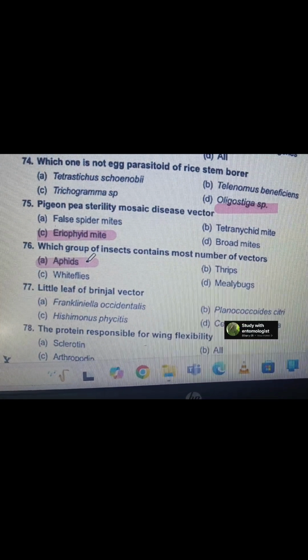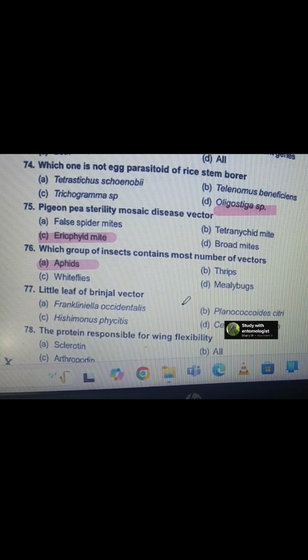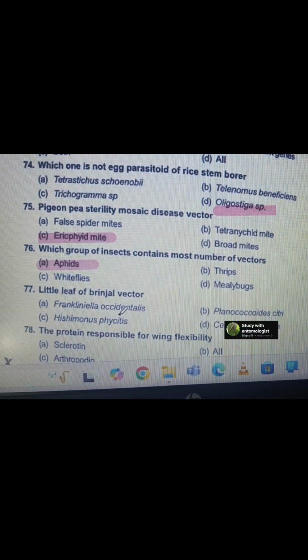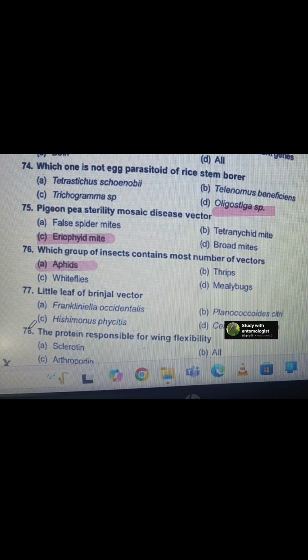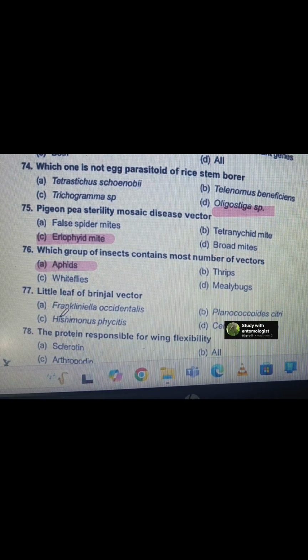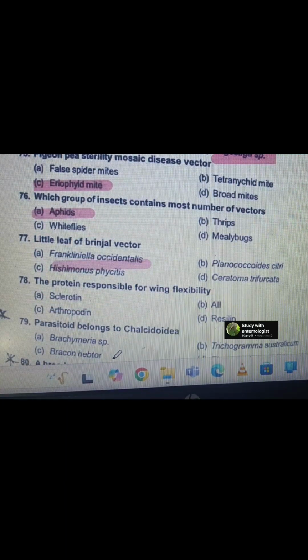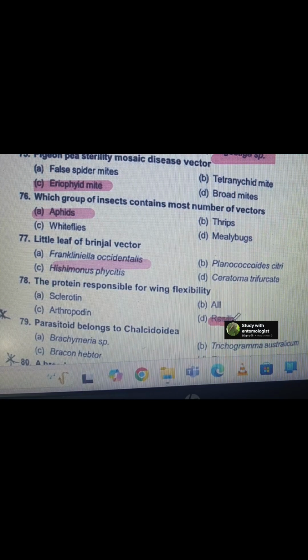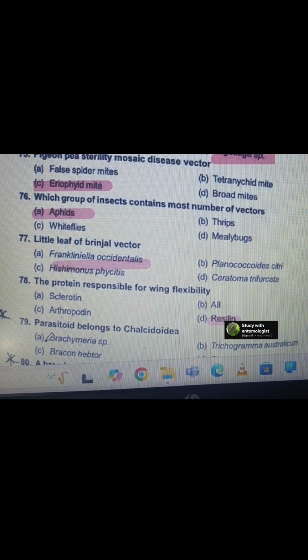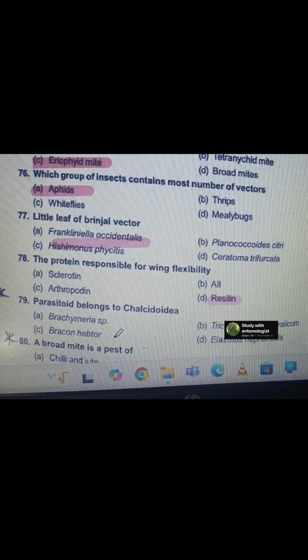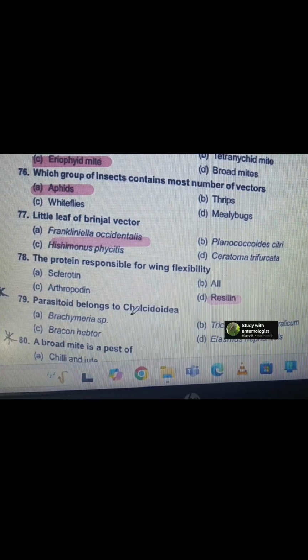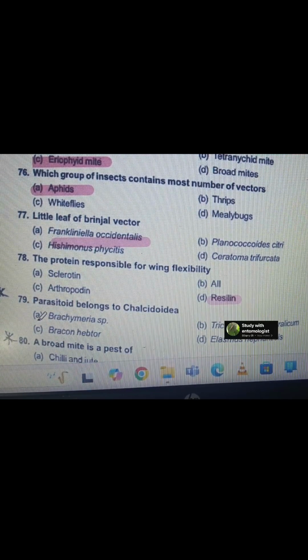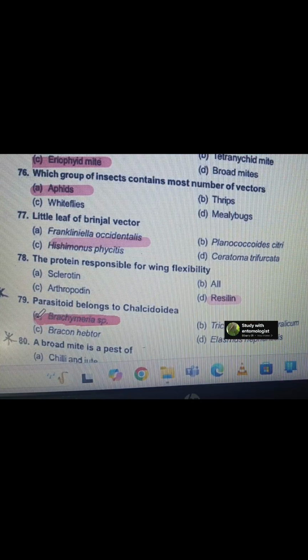Then the next question: little leaf of brinjal, its vector is Hishimonas phycitis. It is a leafhopper. The protein responsible for wing flexibility is resilin. Then, a parasitoid belonging to Chalcidoidea: in Chalcididae it is present in Brachymeria species. It belongs to the chalcids.